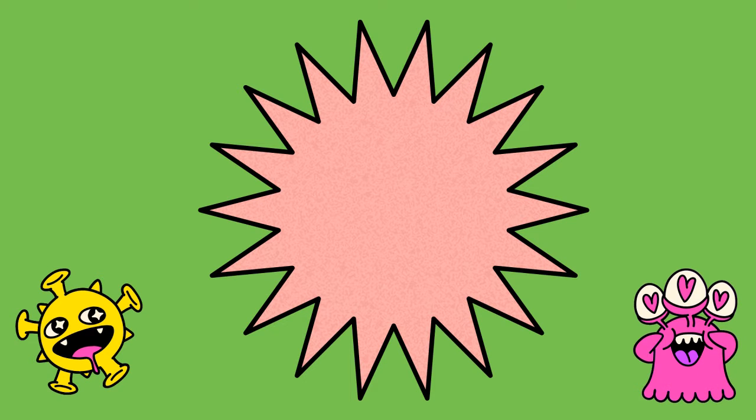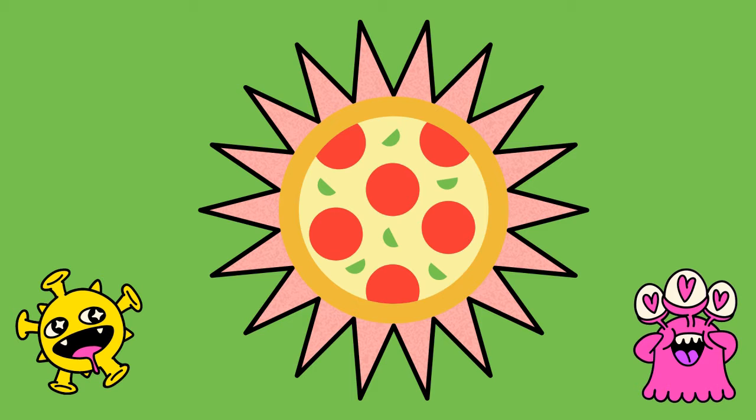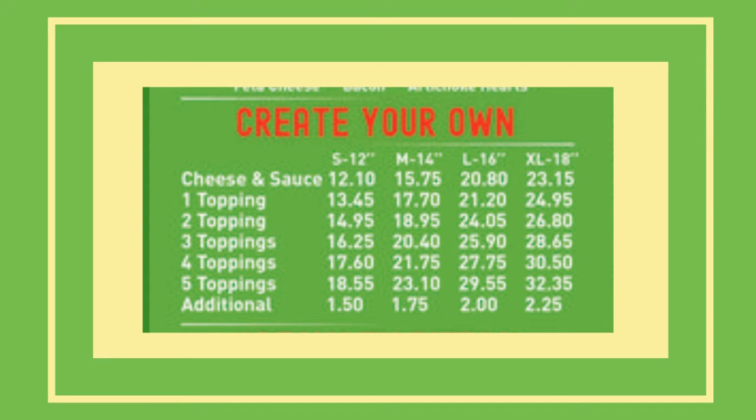So let's say you and your friend are just super hungry and all you want that day is pizza. So you go down to your local pizza shop and you look at the menu. Now you're not fancy. You just want a plain cheese pizza. And you can get an extra large for $23.15, or you can get a small for $12.10.